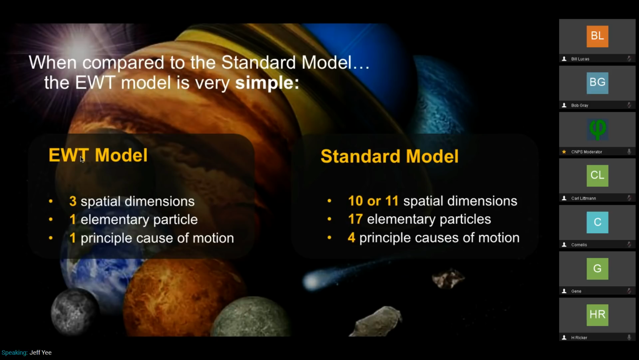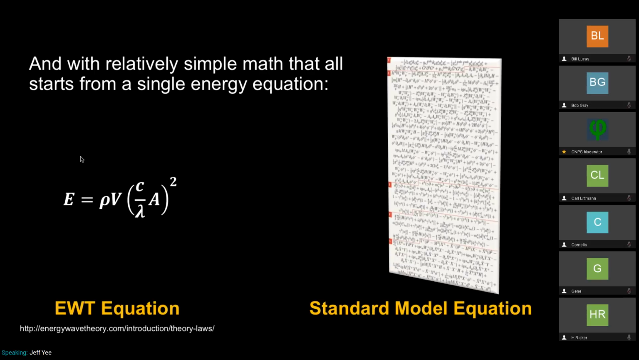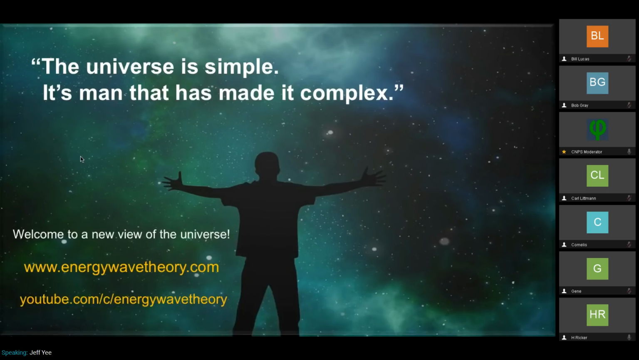The standard model itself has 17 elementary particles and four forces, causes of motion: strong, weak, gravity, and electromagnetic. So the EWT model is a lot simpler, and not only in explanation, but also in math. Everything that I've done derives from this equation, but yes, it does become a little bit more complex than that, but everything comes down to just this one equation you see there on the left. If you compare that to the standard model equation on the right, it's very long and very confusing with a lot of different parameters that can be tweaked. That's the difference, and that's the reason why I get inspired to continue to work on EWT in my spare time, which is to try to make sense of it all and to make it simple. Because it's my firm belief that the universe is simple and it's man that has made it complex.